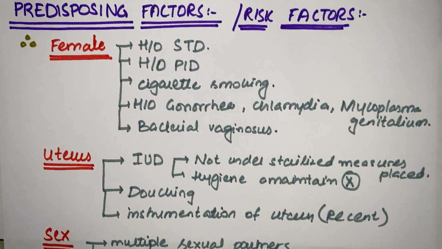Like if she has a history of certain diseases like gonorrhea or chlamydia infection or bacterial vaginosis, sexually transmitted disease, or a previous pelvic inflammatory disease infection. These are history, or if she is a cigarette smoker, these are risk factors for PID development.